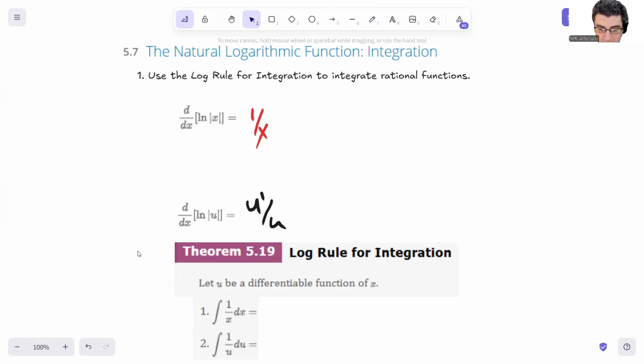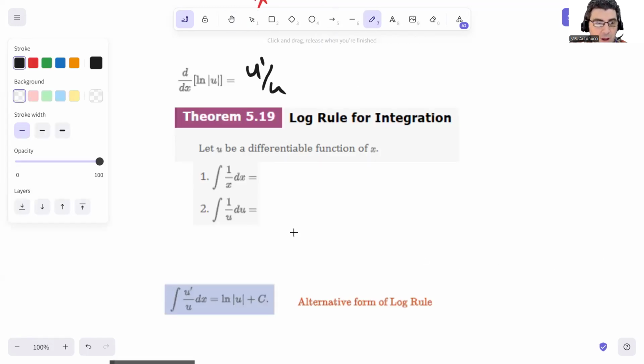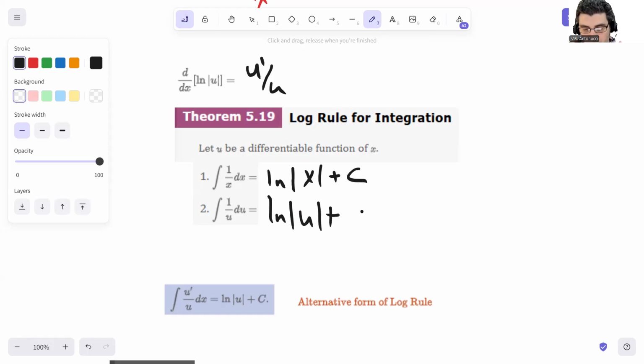Okay, so with that, we have a theorem, which is the log rule for integration. In this case, the integral of 1 over x dx is equal to the natural log absolute value of x plus c. So this should be absolute value of x plus c. And if u is a function and you have the situation 1 over u times du, then it's going to be natural log absolute value of u plus c. This alternative form of the log rule might look a little more explicit for using substitution, where you have a u prime over u form for that.